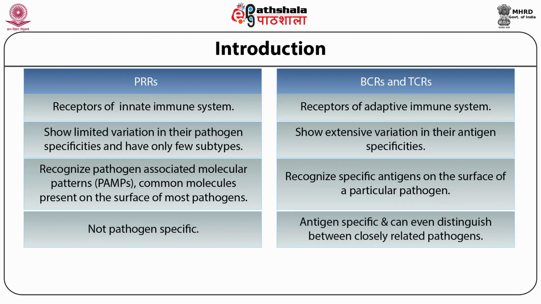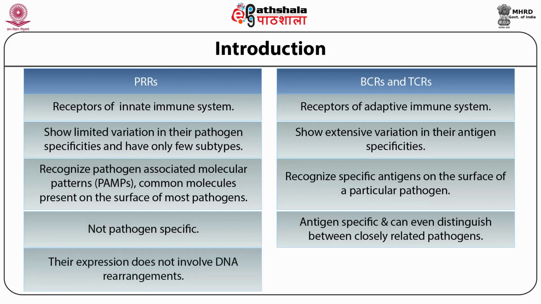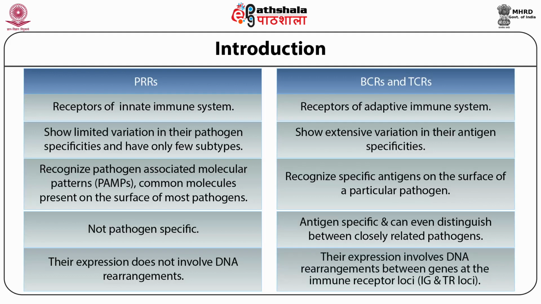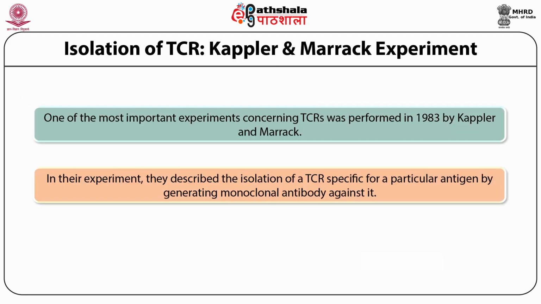The fifth point of difference is that the expression of PRRs does not involve DNA rearrangements, while that of BCRs and TCRs involves DNA rearrangements between genes at the immune receptor loci, for example the immunoglobulin and TCR loci. loci of a TCR specific for a particular antigen by generating monoclonal antibody against it. Let's discuss some of the details of this experiment.